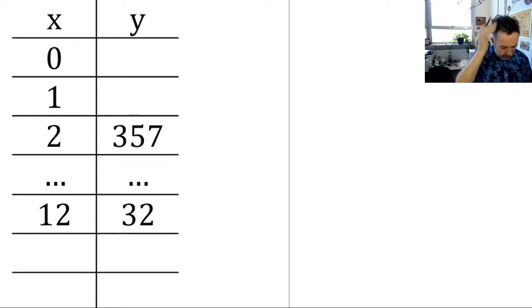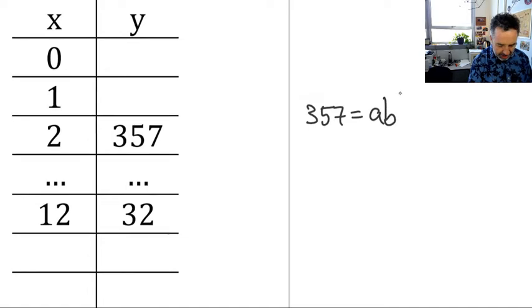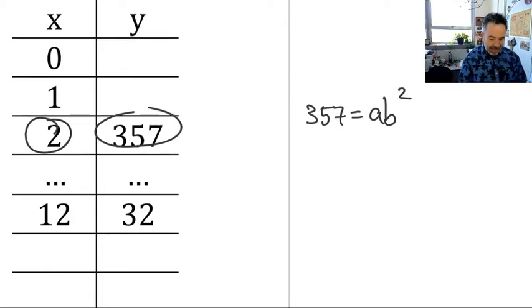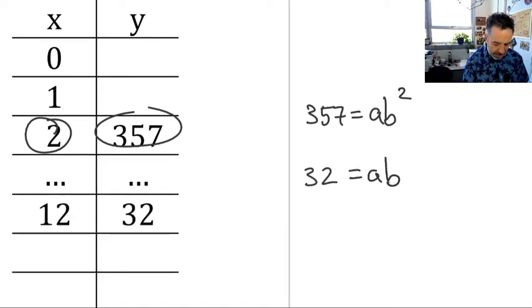One of the two equations we could write in that form would be 357 equals AB to the second power. I'm just reading the y value from this point and the corresponding x value. The second equation is 32 equals AB raised to the 12th power. What we're looking for are our two parameters: our 0th term and our multiplier. If we could figure that out, I can write the equation and fill in the table in one step.